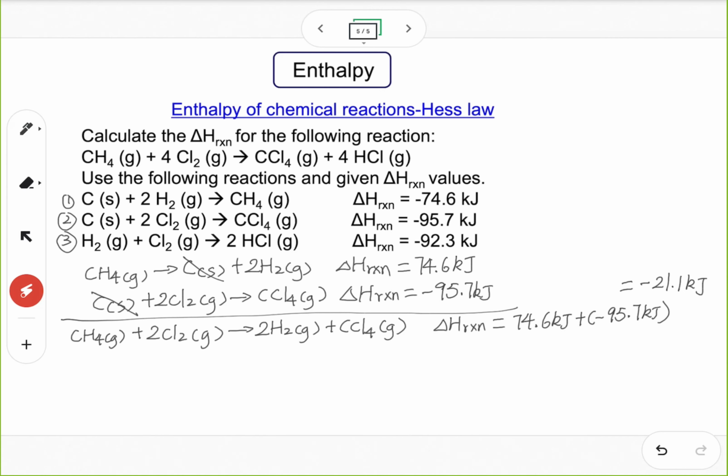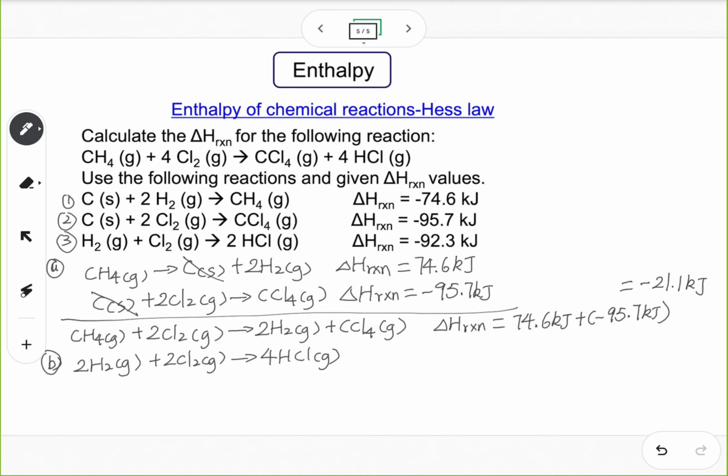However, if you double check, if you want to get hydrochloric acid on the product side, in the third subreaction you only have two equivalents of hydrochloric acid, but in the overall reaction you have four. Therefore, you have to multiply the coefficients by a factor of two to generate four equivalents of HCl. So this is step A. I'll multiply the coefficients of subreaction number three. So that's going to be 2H2 and 2Cl2 generates 4HCl.